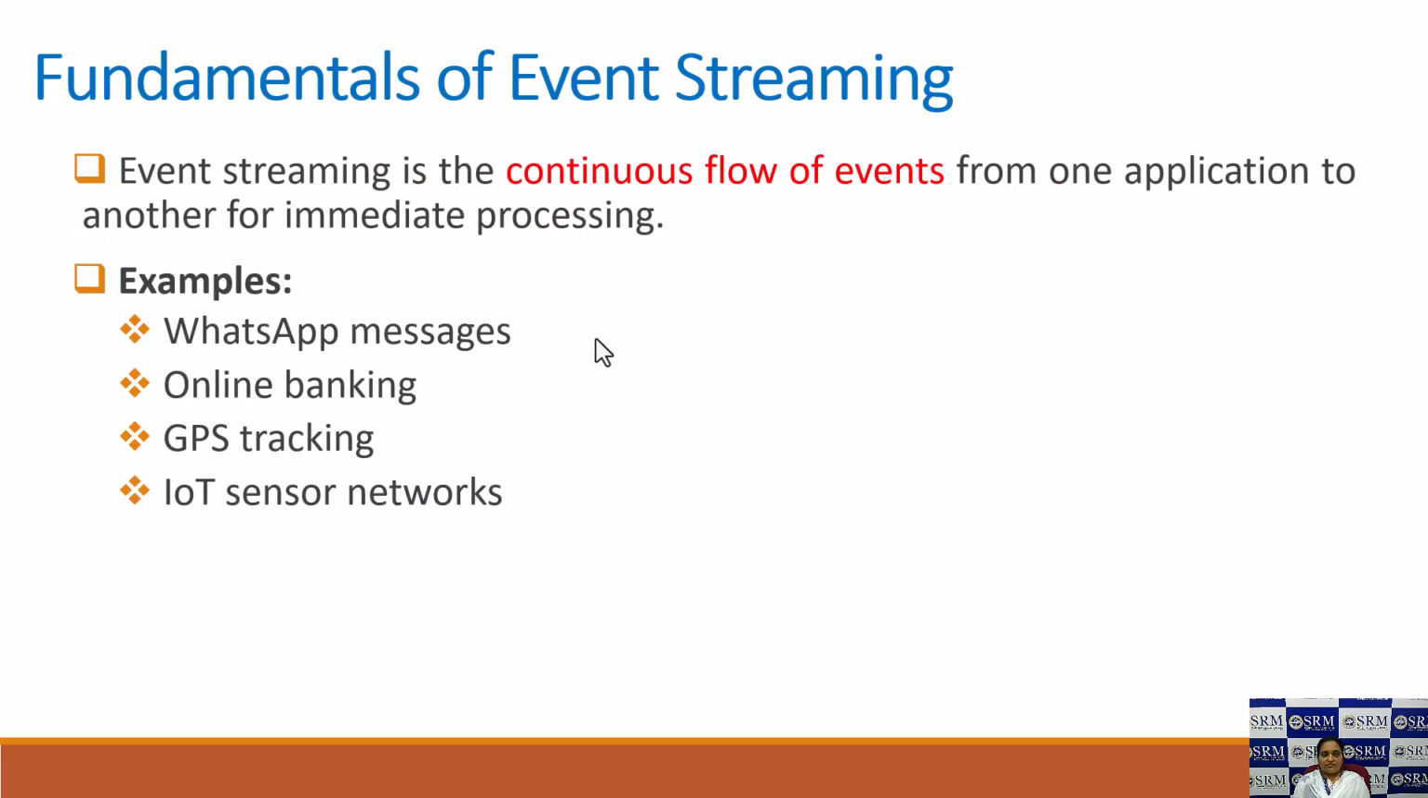Basically, event streaming is a continuous flow of events. Per day, I may not post only one WhatsApp message. I may continuously post messages or read messages. That is how the flow of events happens continuously. In WhatsApp, Snapchat, Instagram, online banking, GPS tracking, IoT sensor networks, in all these places, event streaming happens continuously.